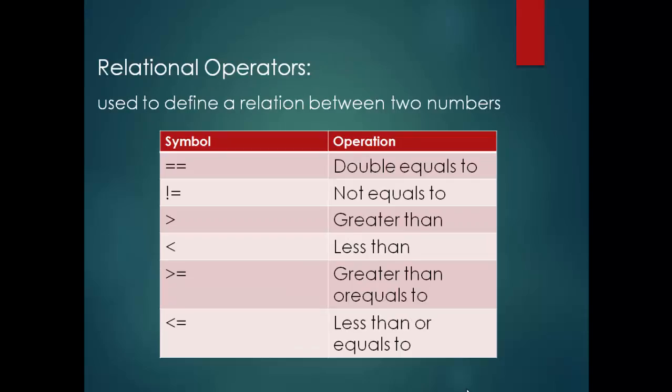Coming to relational operators. The relational operators are used to define the relation between two numbers. The double equal to checks the value present in both the variables is same or not. For example, if I use a double equal to b, it checks if the value of a is equal to b or not. If the value of a is equal to b, then the output will be 1, or else it would be a 0. Similarly, not equal to, greater than, less than, greater than or equal to, and less than or equal to. So all these operators represent the relation between two variables.